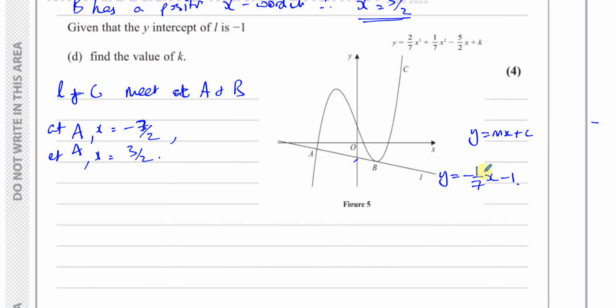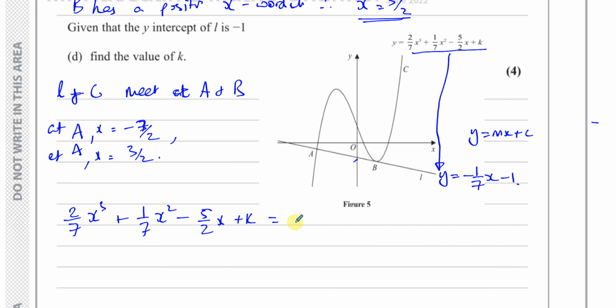Because where they meet, if we solve these 2 equations simultaneously, we'll find the x coordinate of where they meet. Now, we already know the x coordinates of where they meet. So if I solve these 2 equations simultaneously, I substitute one into the other. I'm going to replace the y here with what that y is. So you have 2 over 7 x cubed plus 1 over 7 x squared minus 5 over 2x plus k is equal to -1 over 7x minus 1.